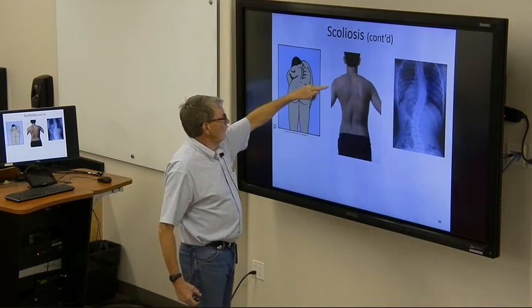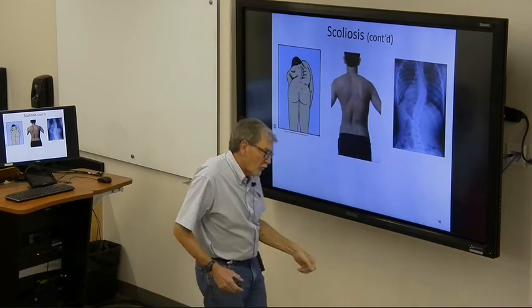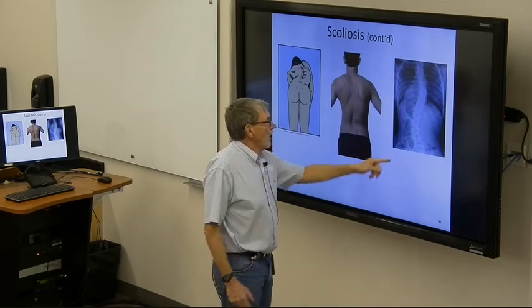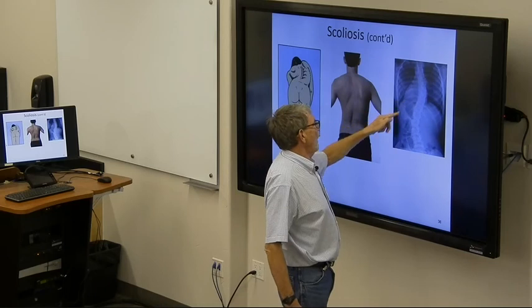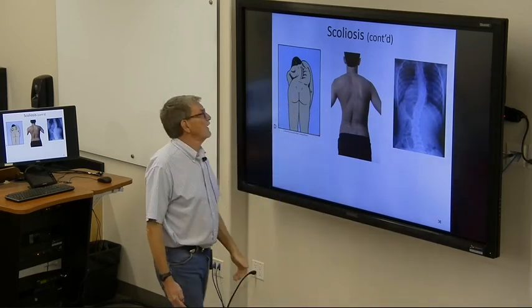Sideways curvature of the spine. Sometimes it's so bad it's really hard for people to move around properly. This is looking from the back, so the spine is really curved dramatically.